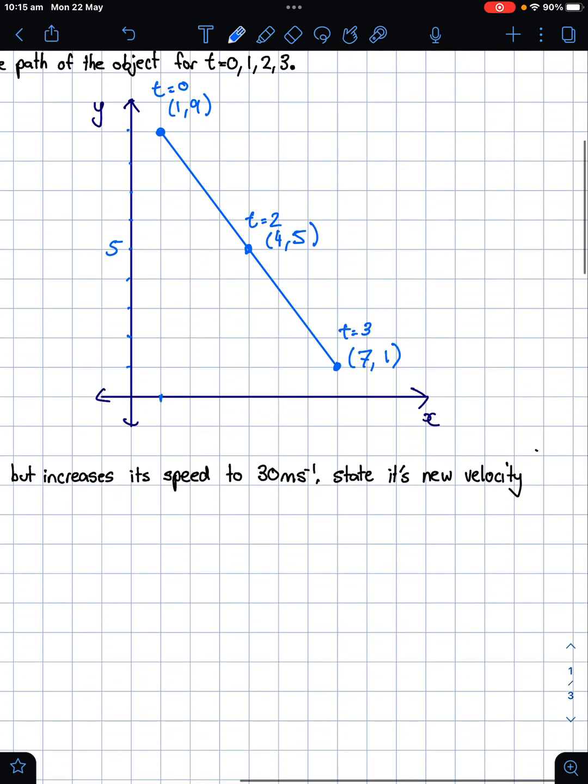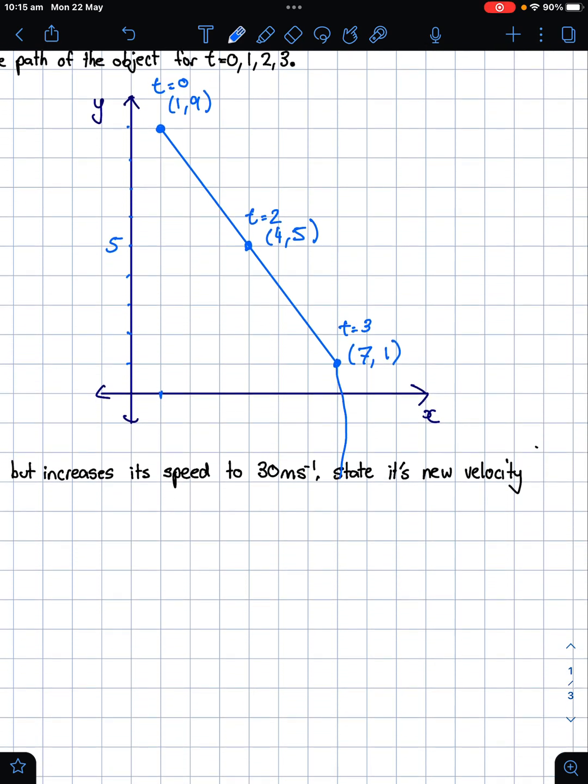So t equals 3. And then last one here. 2, 3, 4. 1, 2, 3. I'm down here. And this one here is t equals 4. And it will be at 7 plus 3 is 10. And it'll be 1 minus 4, which will be negative 3.